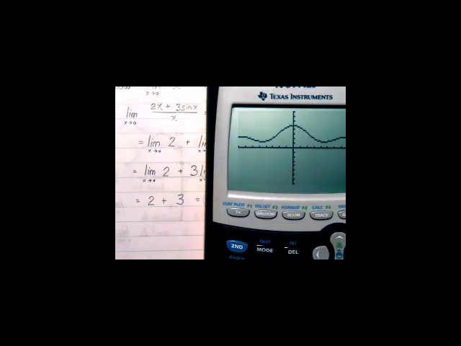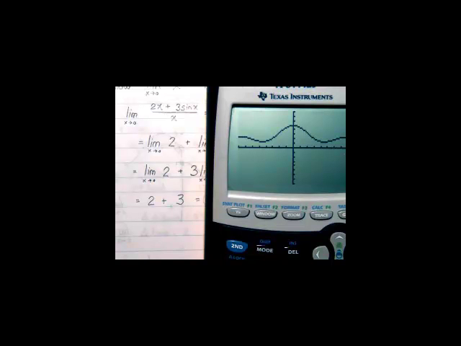Now, why the heck did the calculator graph it like this then? Because the calculator works in teeny tiny little pixels. Okay? There's actually a hole right here that you can't see, right at the top of that hill. It's got a removable discontinuity right at the top of the hill. Okay? So as you approach 0 from either side, you're approaching the value of 5.